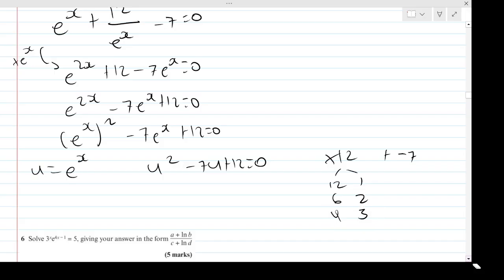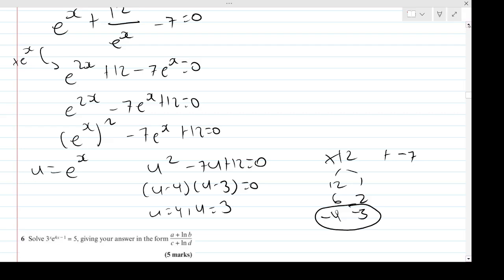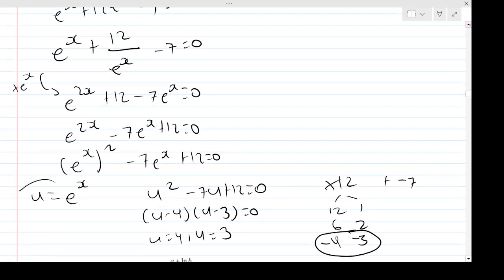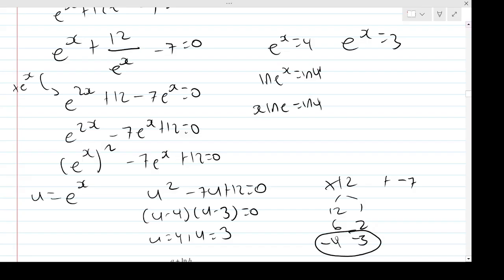I'm going to want to make both of them negative, because then they multiply to get positive 12, add to get minus 7. So u minus 4, u minus 3 equals 0. So u equals 4, or u equals 3. But of course I want to solve for x, so u is e to the x, so then e to the x is 4, or e to the x is 3. And both have solutions. So then if I take logs here, then ln e to the x is ln 4. And so x ln e is ln 4. Well, ln e is 1, so therefore x is ln 4.